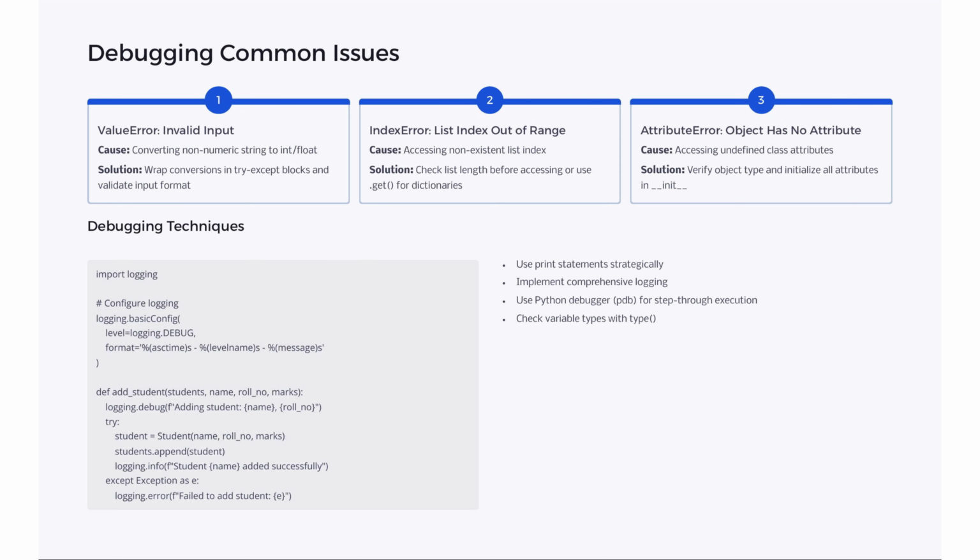ValueError occurs when converting non-numeric strings. Use try-except and validate inputs. IndexError arises from accessing non-existent list indices. Check list length. AttributeError results from undefined class attributes. Ensure proper initialization. Debugging involves strategic print statements, comprehensive logging, and using Python's PDB for step-through execution. Always verify variable types with type.